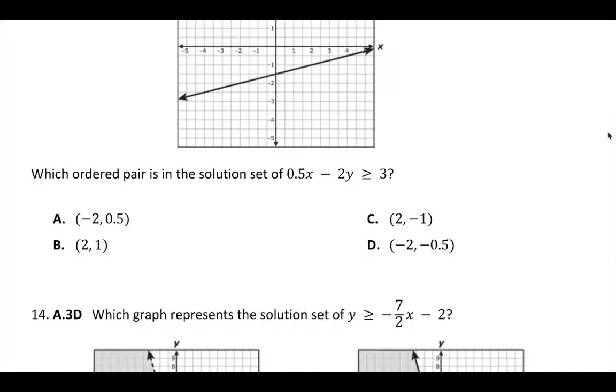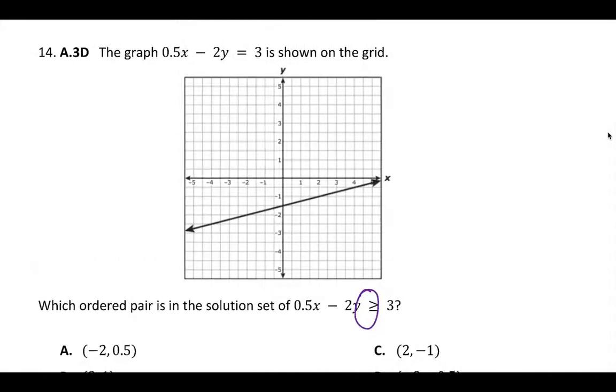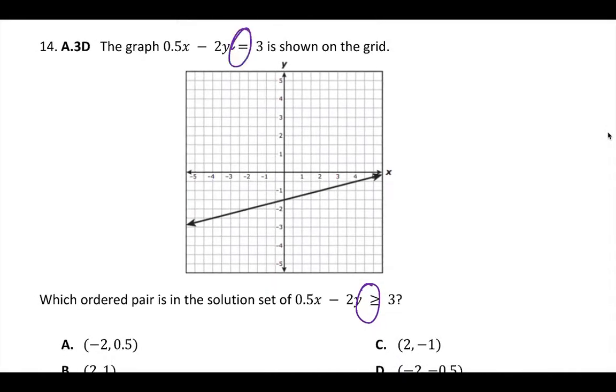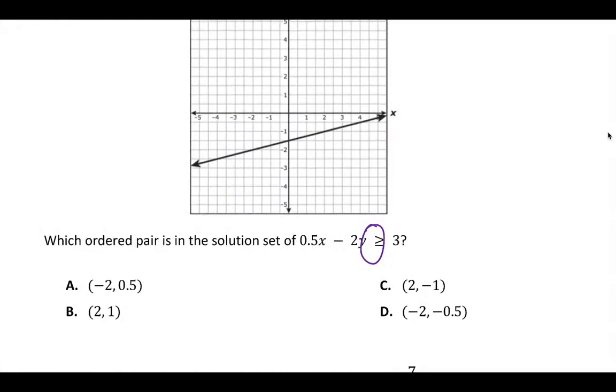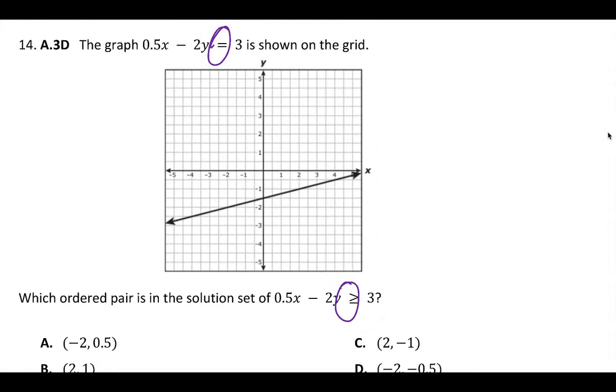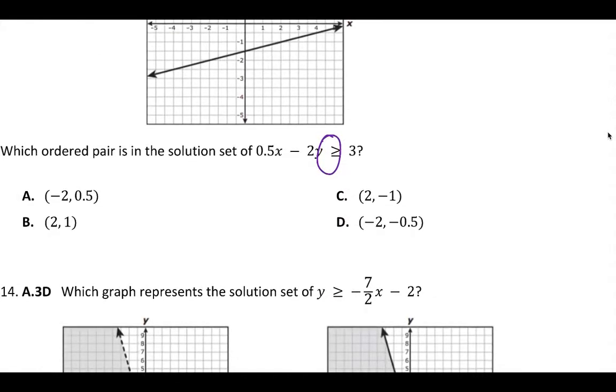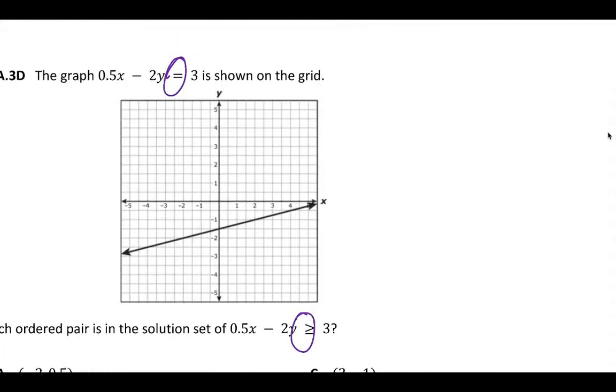But then they're asking about an inequality. It's the same equation. The only difference is the equal sign and the inequality sign. And it wants to know which one of these ordered pairs is the solution. So you got to figure out which way to shade. Don't just look at this if it's not solved for y and say, oh, it's greater than, I shade above. No, you need to solve it and get y because your sign might flip if you divide or multiply by a negative.